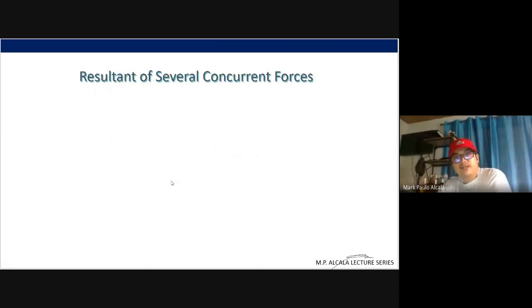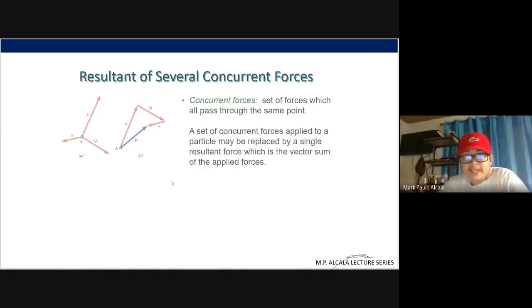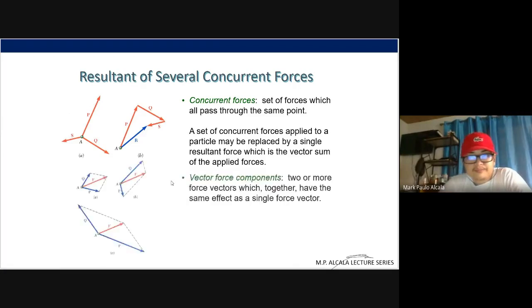Resultant of several concurrent forces. So if you have a series of forces, it is a set of forces which all pass through the same point. In this case, point A. Okay? For diagram A. But for B, we don't have a concurrent point. Okay? Vector force components are two or more force vectors which together have the same effect as a single force.